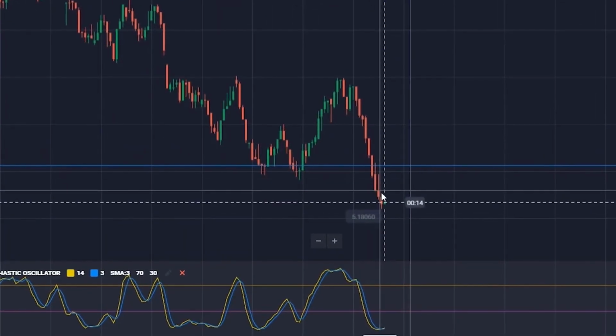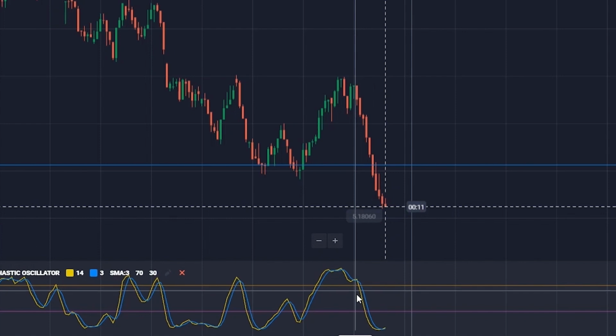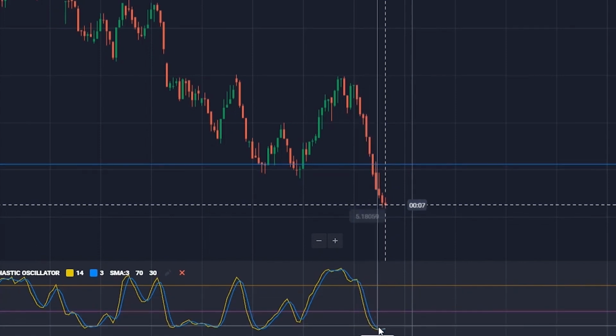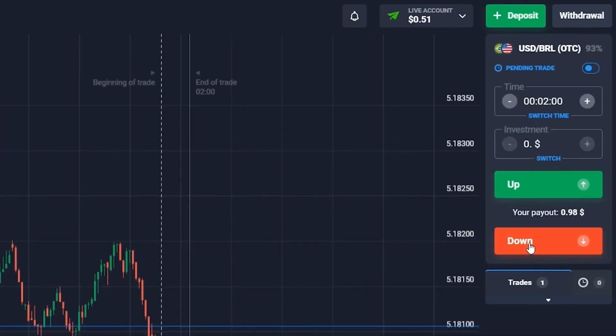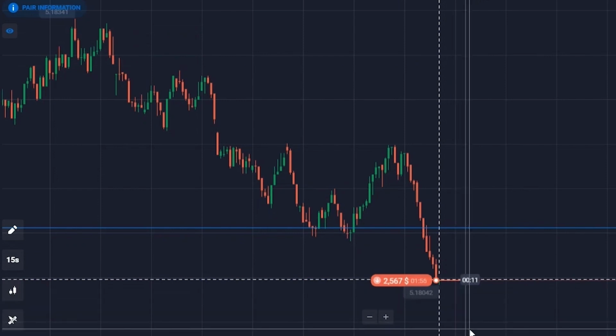So as you can see, the price breaks the support level while moving mostly in red candlesticks. Also, on the indicator, there was an intersection of the moving lines and both of them went below the level 30. In this situation, I'm going to open a 2-minute down trade. As you can see, the indicator makes it clear that the price still has the potential to go down.